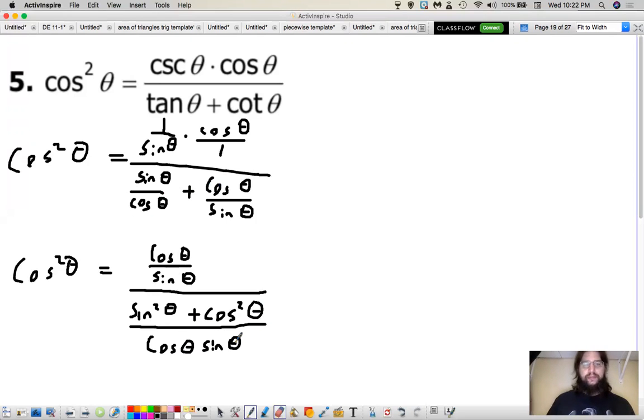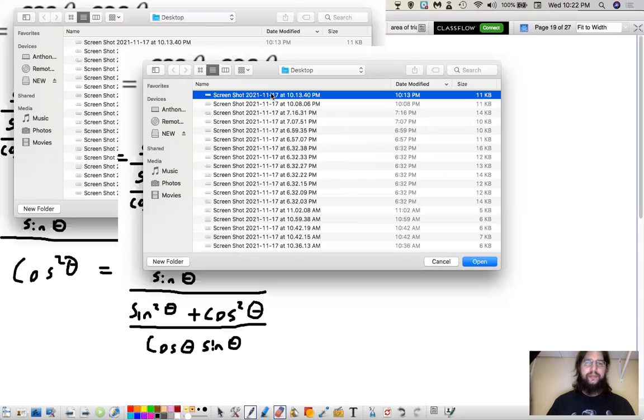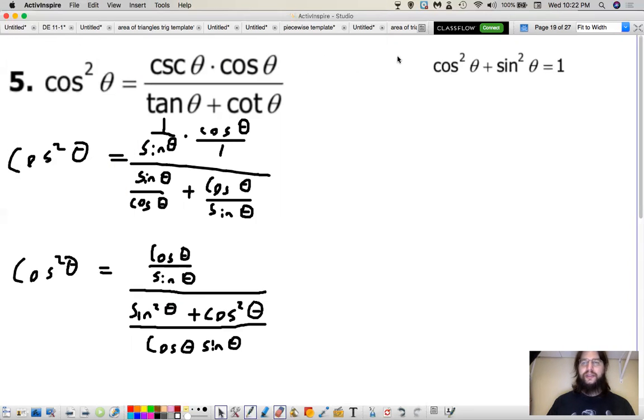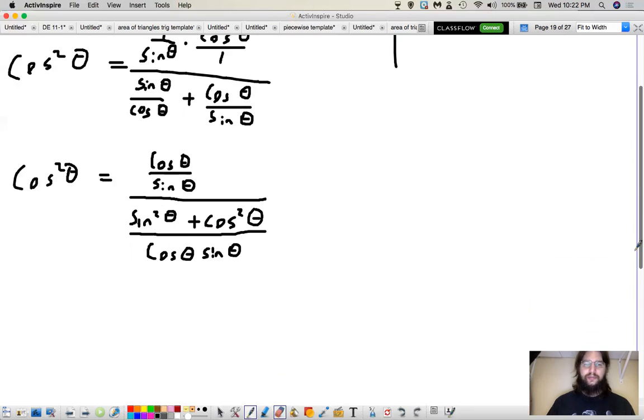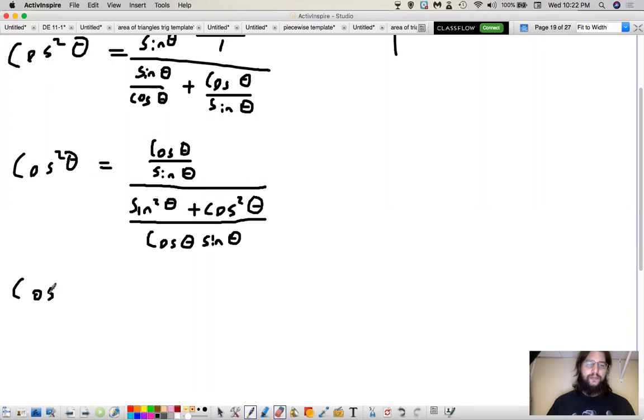All right. So let's see what's, hey, I got some squares up in here. Hey, we like that. Cosine squared plus sine squared is 1. I'm going to rewrite this as 1 because it is. Leaving the left side alone. Cosine theta over sine of theta over 1 over cosine theta sine of theta.